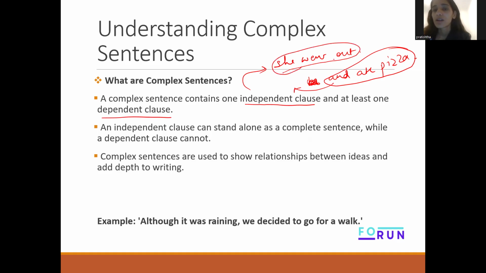So this is your independent clause plus your dependent clause, right? And this is giving more information about her. Complex sentences are used to show relationships between ideas and add depth to writing. For example, although it was raining, we decided to go for a walk.